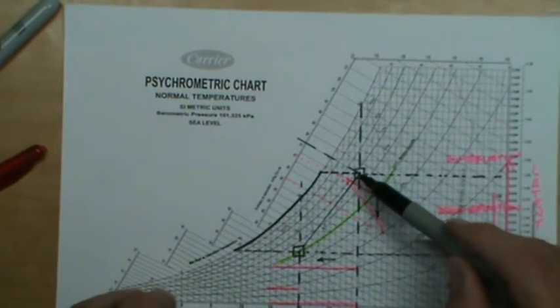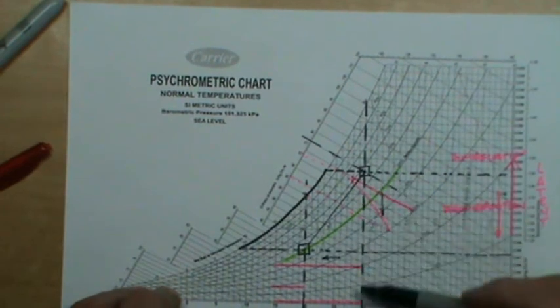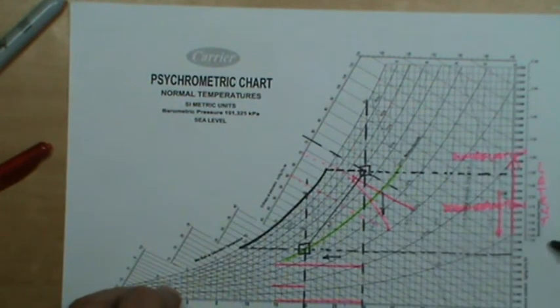So we've now affected what is known as sensible heating, or rather sensible cooling and latent cooling. So we've had a combination of sensible and latent cooling over here.